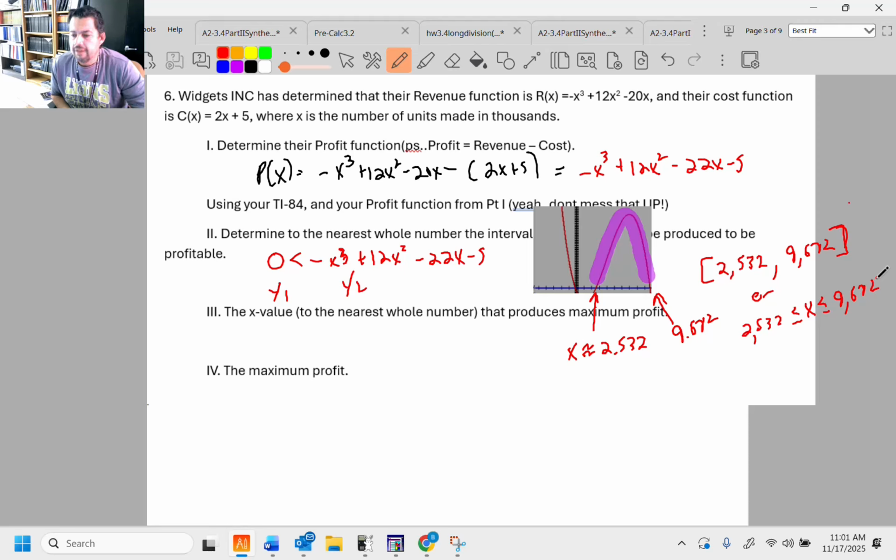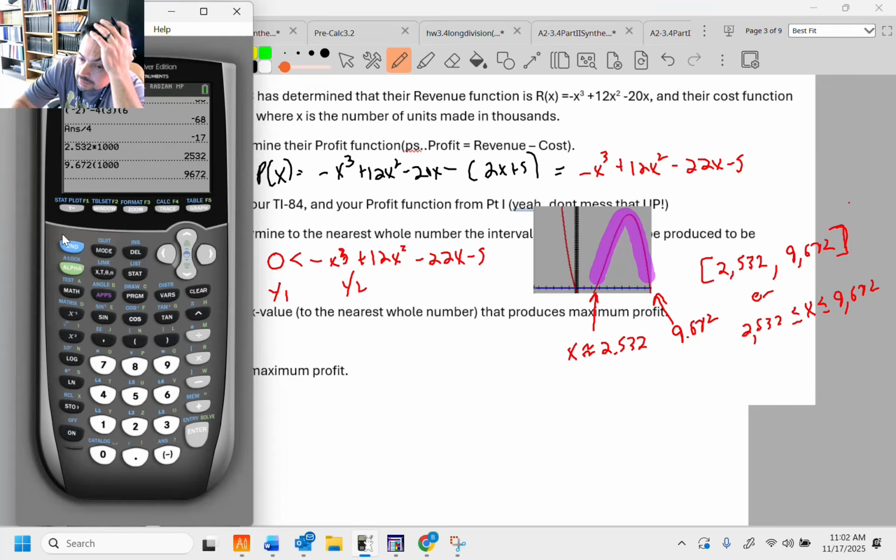All right, the x value to the nearest whole number that produces the maximum number. I actually want the x value. I'm going to change that wording before I hit print. The number of widgets that produces the maximum profit is going to be the question. So back to my trusty old TI-84. I've already got it graphed, by the way. I'm going to hit second trace 4 because I'm maximizing.